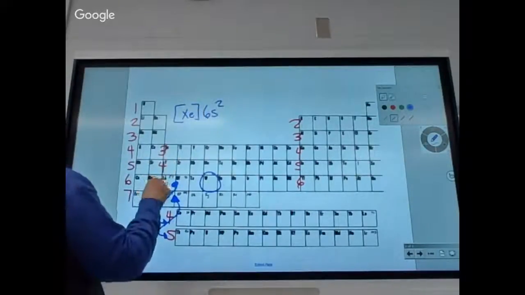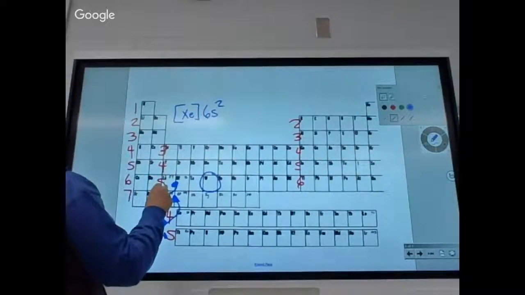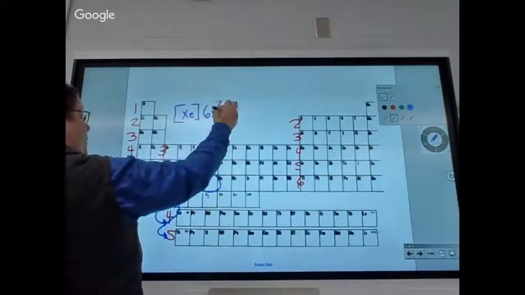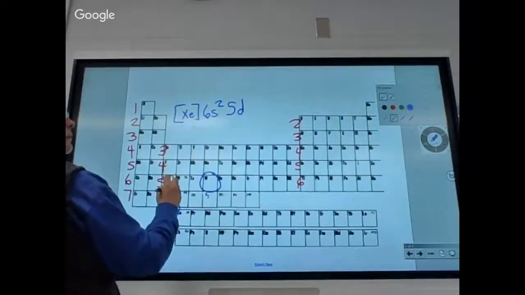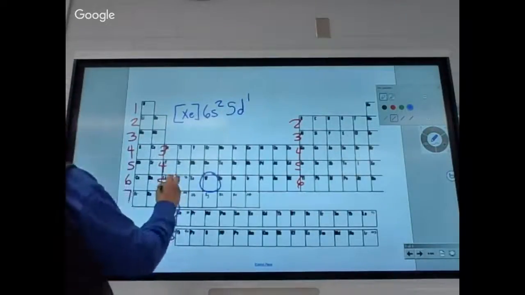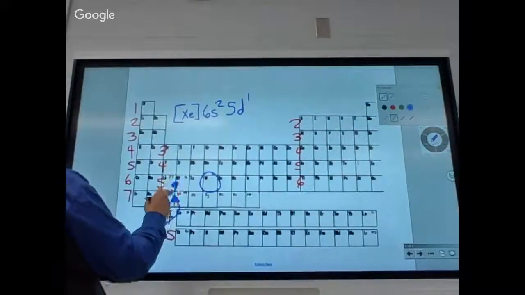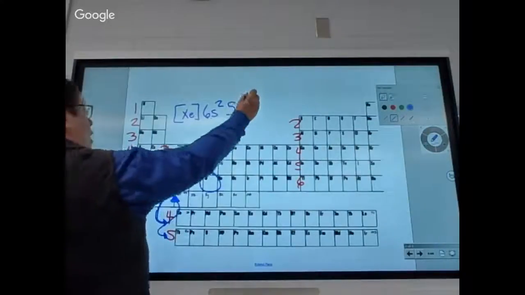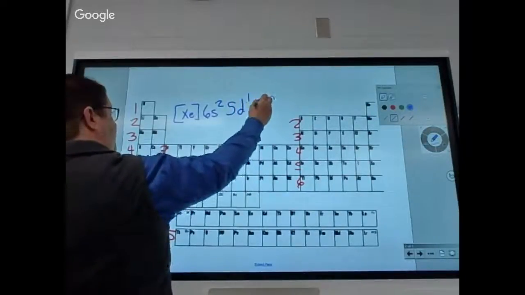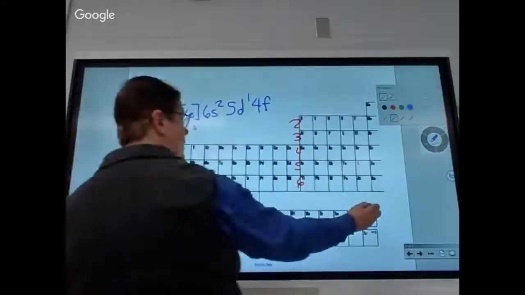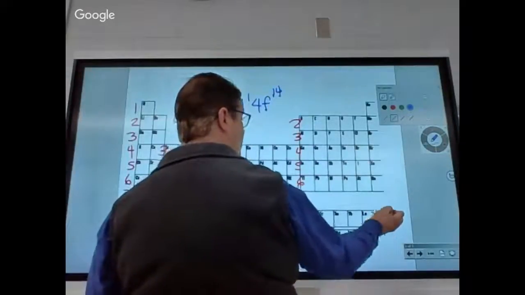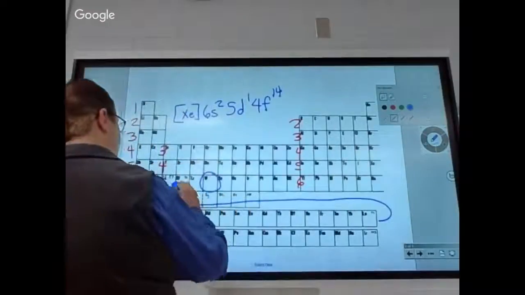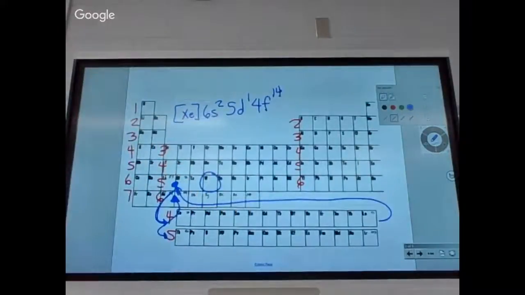Once I get here, I have 5. What block? How far do I go before I hit this blue circle? 1. When I hit the blue circle, where do I go? Down, down to the first row. And I have 4F, 14. When I get here, I go all the way back to the blue dot. No, we're not done. We're not at W yet.